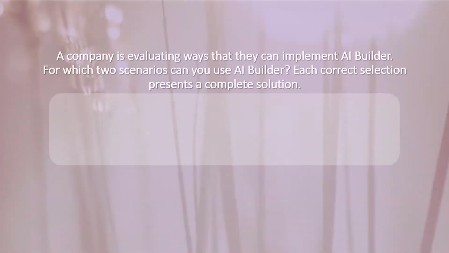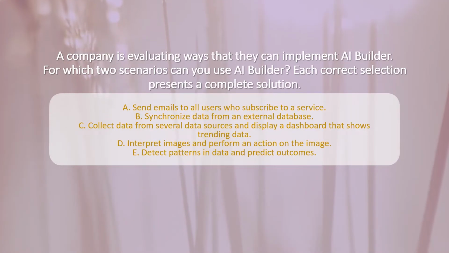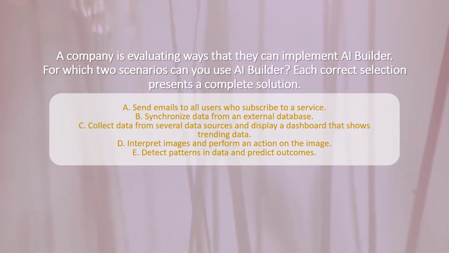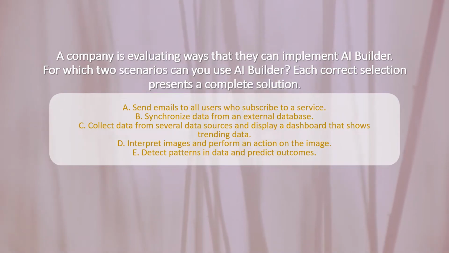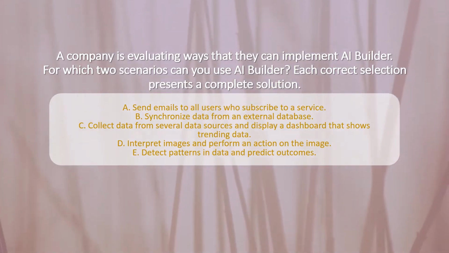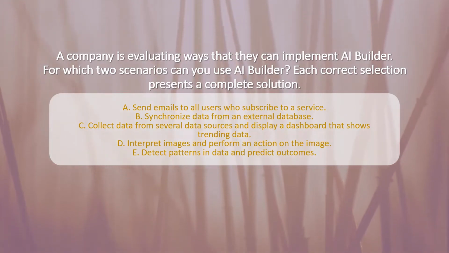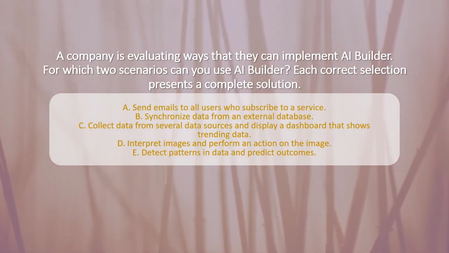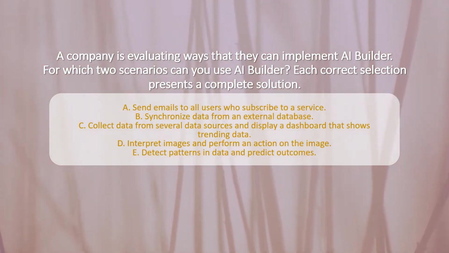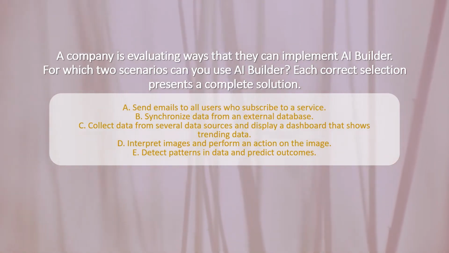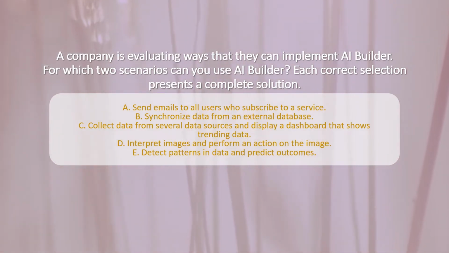A company is evaluating ways that they can implement AI Builder. For which two scenarios can you use AI Builder? Each correct selection presents a complete solution. A. Send emails to all users who subscribe to a service. B. Synchronize data from an external database. C. Collect data from several data sources and display a dashboard that shows trending data. D. Interpret images and perform an action on the image. E. Detect patterns in data and predict outcomes.